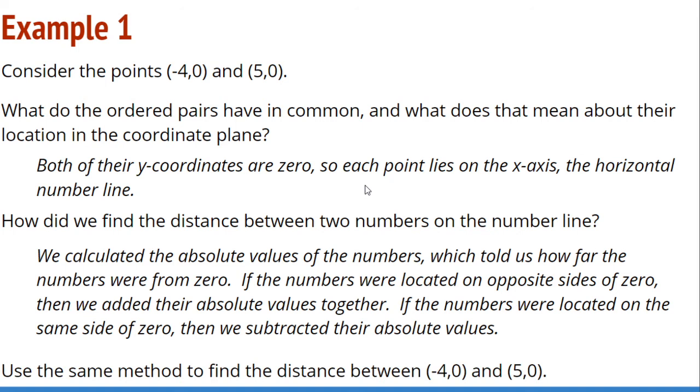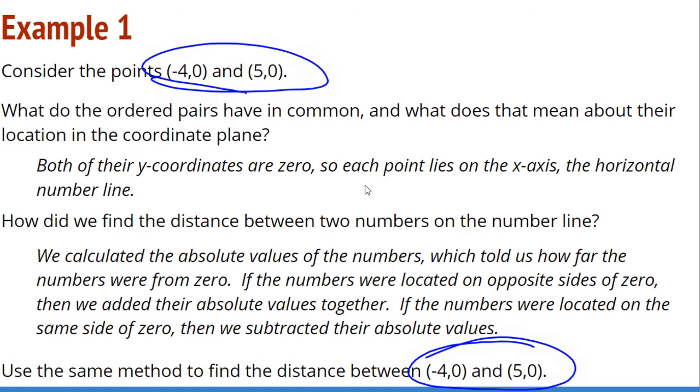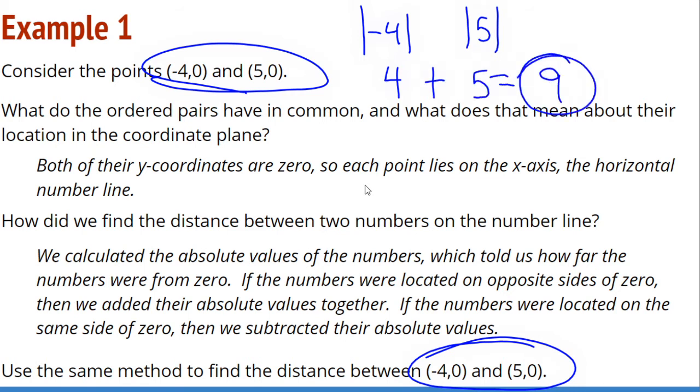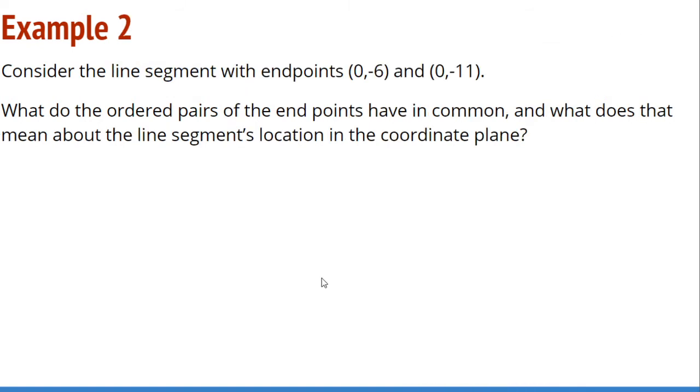So we're going to use the same method to find the distance between (-4, 0) and (5, 0). They're on opposite sides of the axis, so I need to find the absolute value. -4, absolute value is 4. 5, absolute value is 5. Opposite sides of the axis, combine them together. I have a distance of 9 units. Okay, I've said it like 3 different times, 3 different ways.